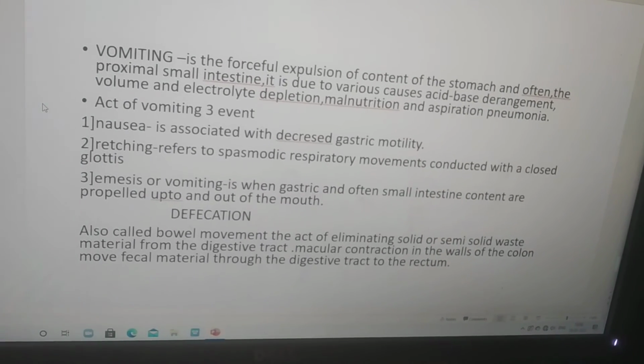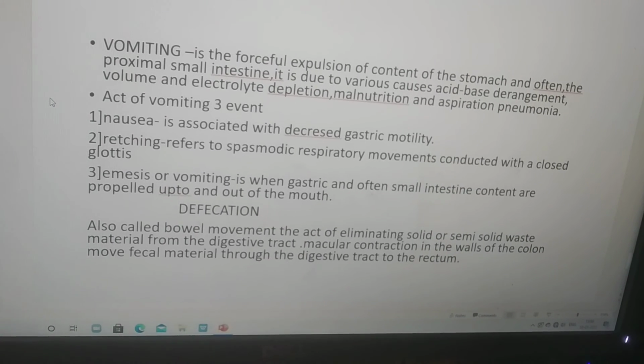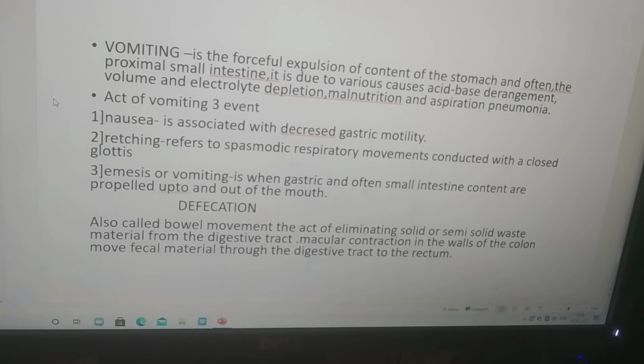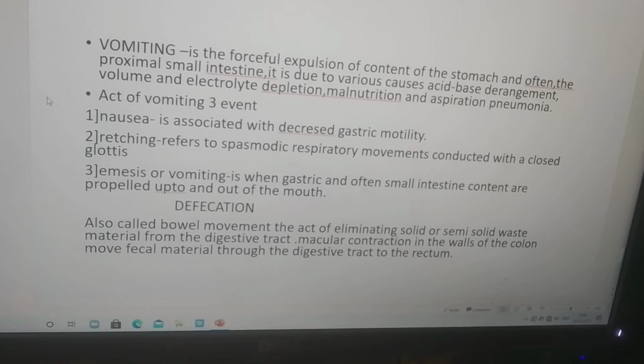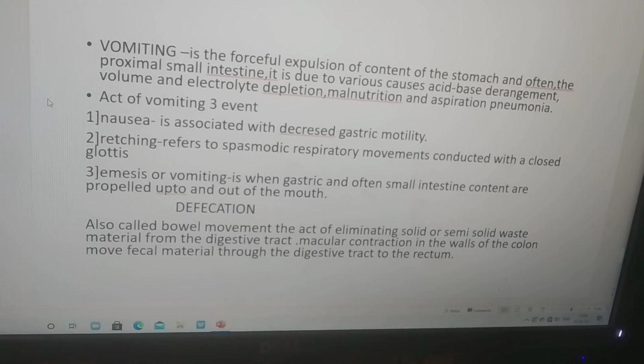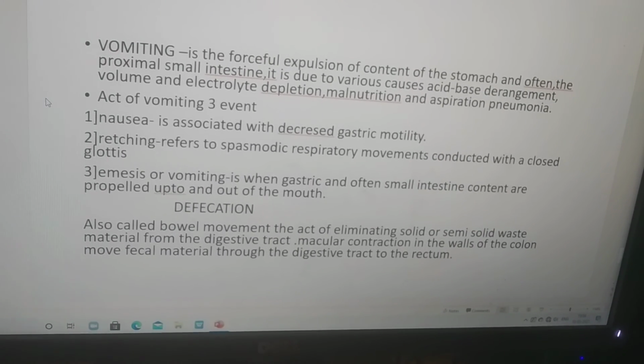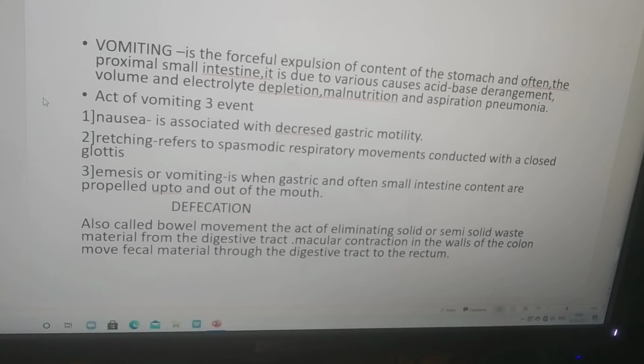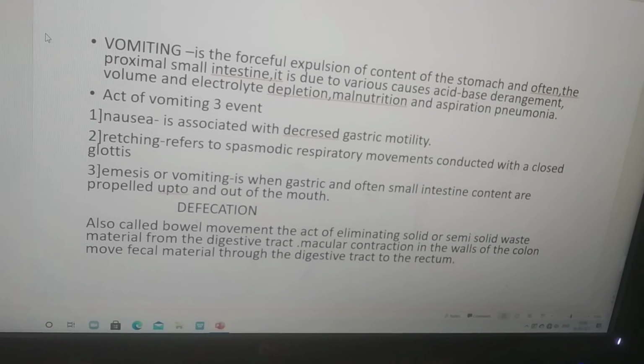Then defecation, also called bowel movement, is the act of eliminating solid or semi-solid waste material from the digestive tract. Muscular contractions in the walls of the colon move fecal material through the digestive tract to the rectum.